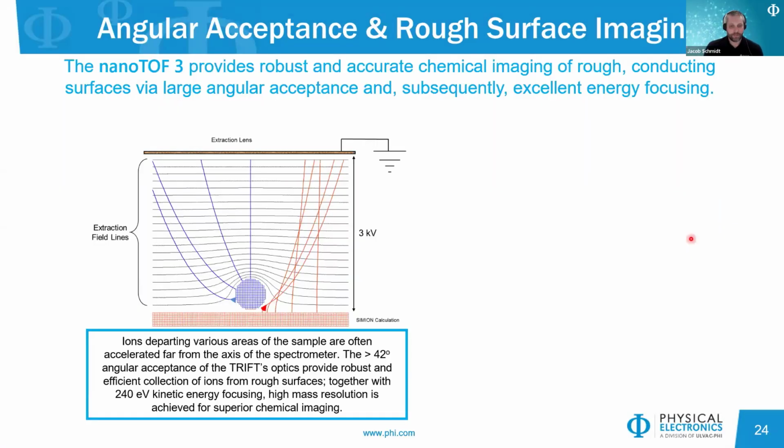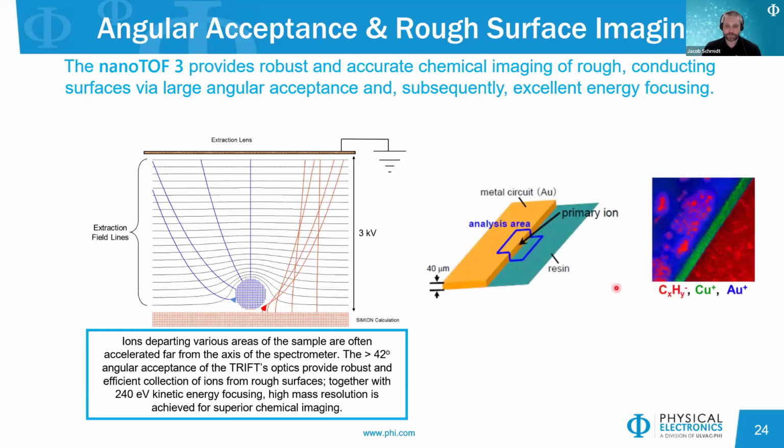And here's an example of how we can accept a wide angle of the secondary ions. This sample is a copper electrode plated with gold on a polymer resin. If we can angle the primary ion beam at this vertical edge of the copper electrode, we will be able to image the gold surface, the vertical copper edge, and the polymer resin all in one analysis. And this is all because of the TRIFT's wide angle of acceptance for these secondary ions.